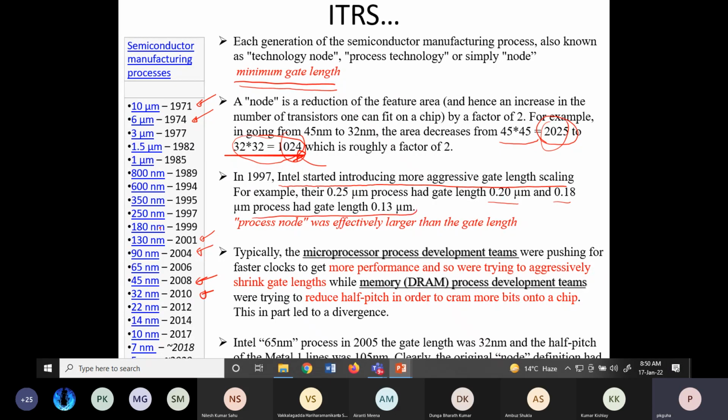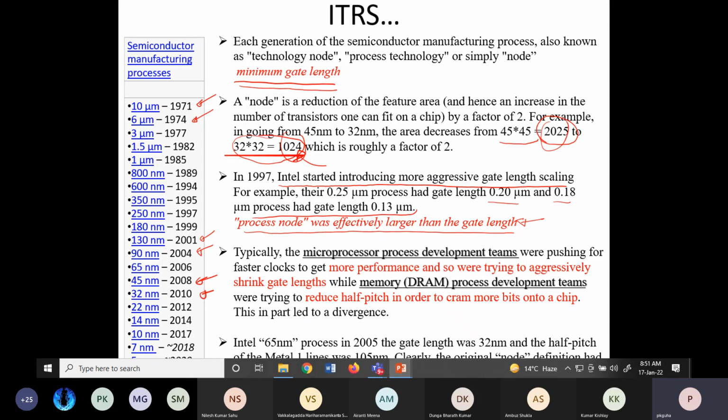Although they maintained these numbers, they said this is the process node, their actual gate length was lower than whatever was quoted in the process node. So the process node was effectively larger than the actual gate length Intel came up with. But in the usual sense, when we talk about say a 45 nanometer process, we usually mean 45 nanometer gate length.